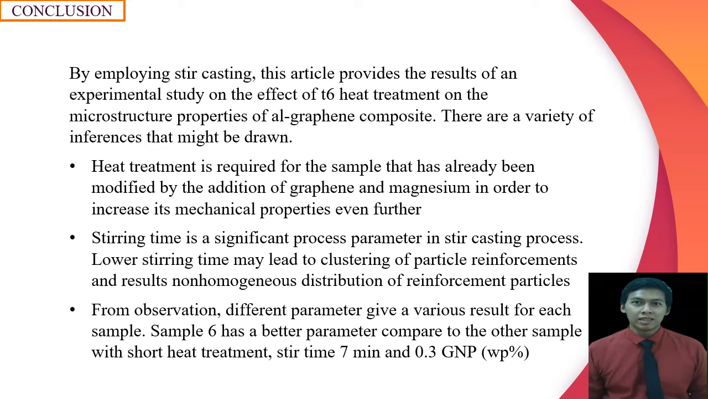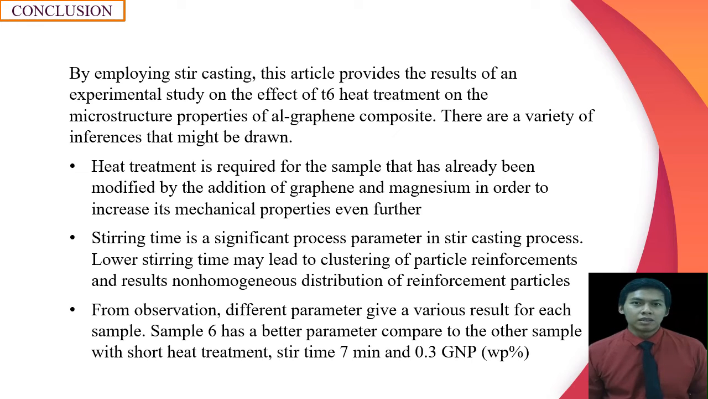By employing stir casting, this article provides the result of an experimental study on the effect of T6 heat treatment on the microstructural properties of aluminium graphene composite. There are a variety of inferences that might be drawn. First is, heat treatment is required for the sample that has already been modified by the addition of graphene and magnesium in order to increase its mechanical properties even further.